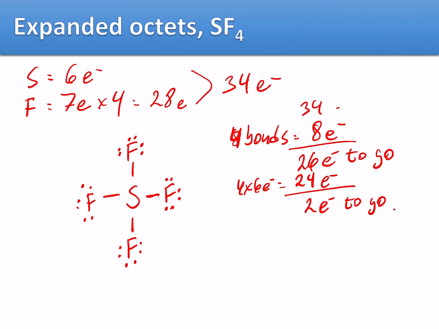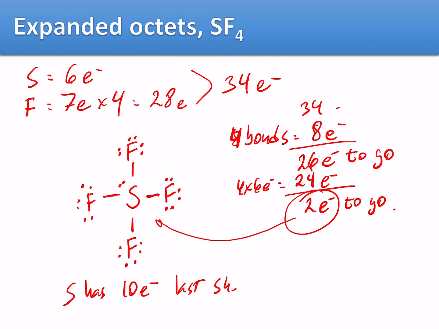Each fluorine is completing 8 electrons in the last shell. The sulfur atom has 4 bonds around, that's 8 electrons. So everyone has 8 electrons around the last shell. You still have 2 more electrons to go, and guess what? They go to the central atom. So these 2 electrons will go to the sulfur, and you just put them there. So sulfur has 10 electrons in the last shell when forming this structure.